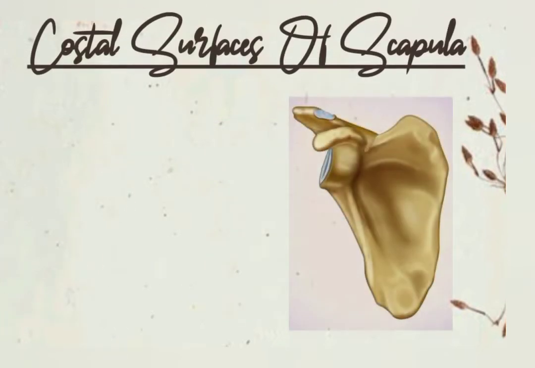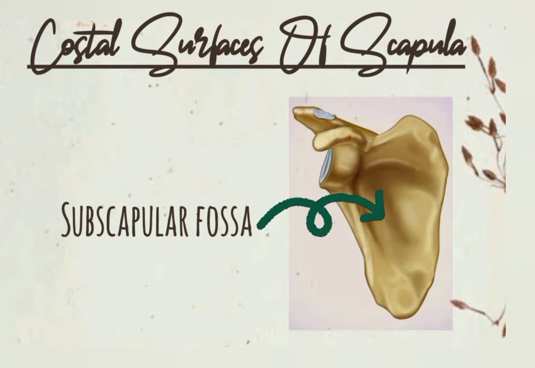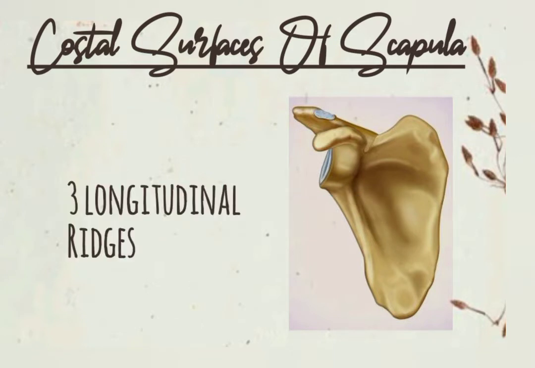If we take a close look at the costal surface or the anterior surface of the scapula, you can see that there is a fossa in it, which is termed the subscapular fossa on behalf of the subscapularis muscle, which originates from this region. The costal surface also has three longitudinal ridges in it.